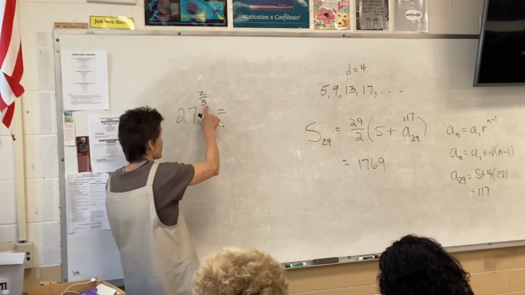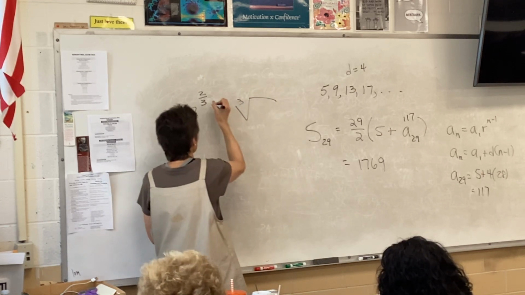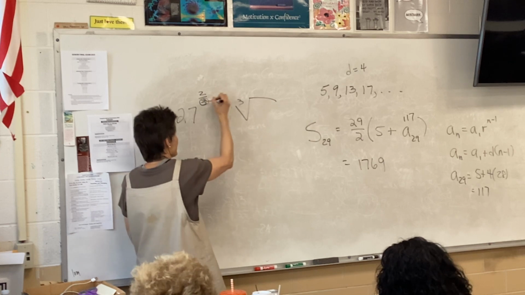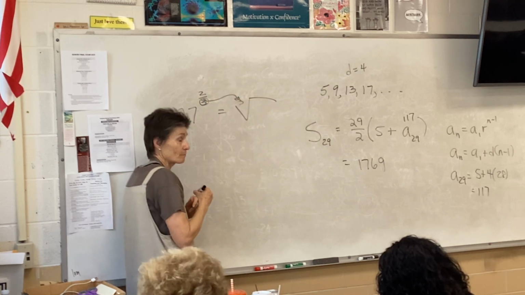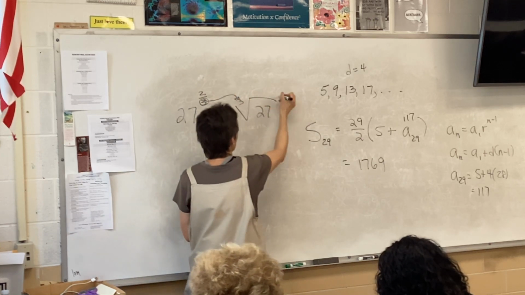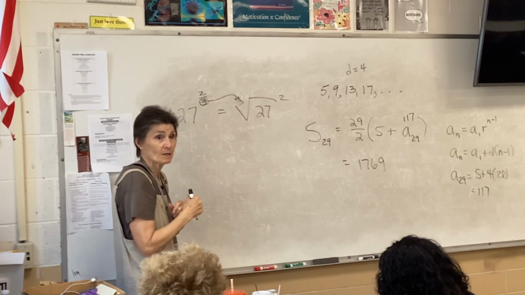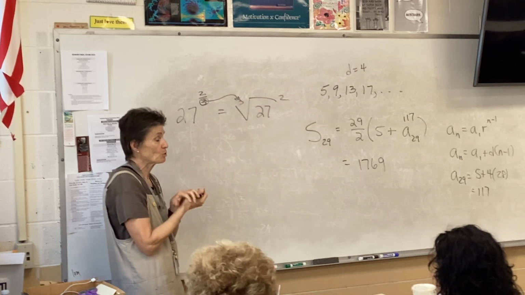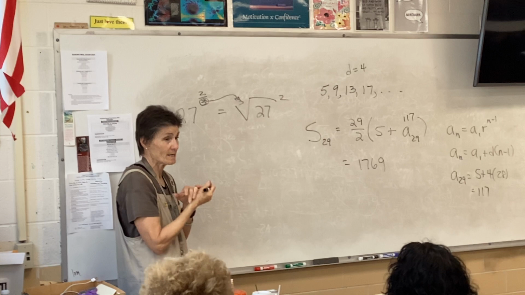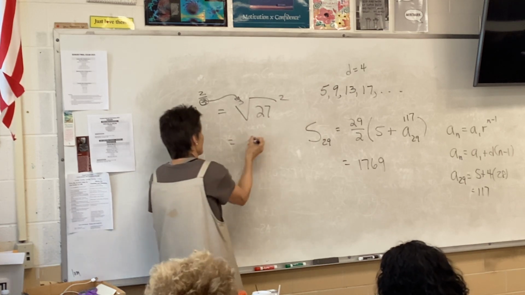Only this one won't be a square root. This one will actually be a cube root, because this tells me which root to take. So I got the cube root of 27, and then I need to square it. So what's the cube root of 27? 3, and 3 squared is 9.